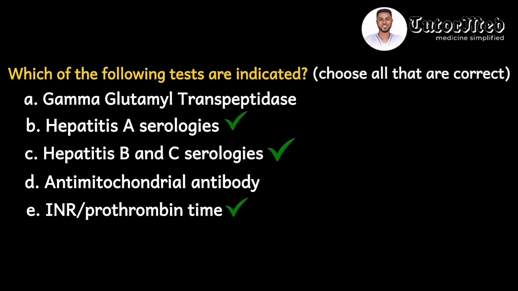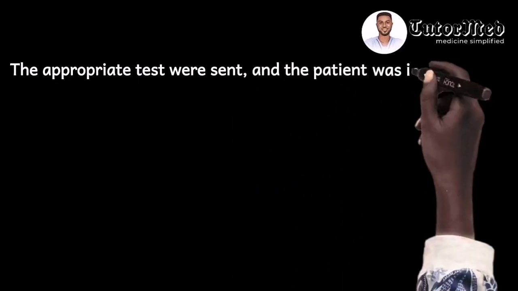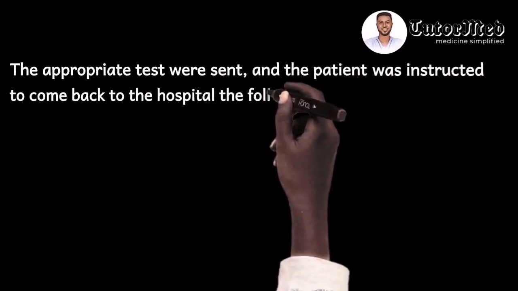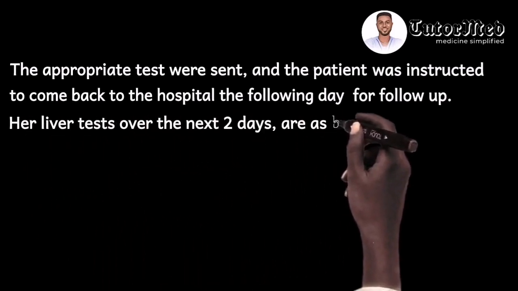Anti-mitochondrial antibody is a serological marker for primary biliary cholangitis, which is a chronic cholestatic liver disease. However, this patient has an acute hepatocellular liver disease. And so the appropriate tests were sent and the patient was instructed to come back to the hospital the following day for follow-up. Her liver tests over the next 2 days are as below.